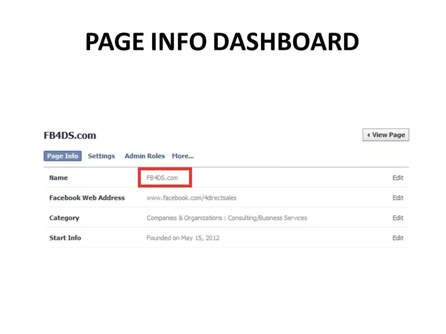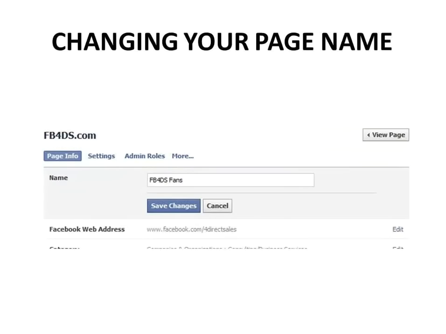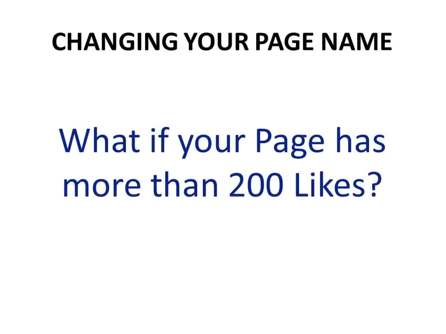So once you're here, you're going to want to click on Edit that's next to the page name. So the name, not the web address. You want to click on Edit there, and then you simply type in the new page name that you want to use and click on Save Changes, and you'll be able to change it. Now that is with less than 200 likes. That's the way most people know how to do this. It's pretty simple, and then you're done. So you put in the new page name, click on Save Changes, and you're done.